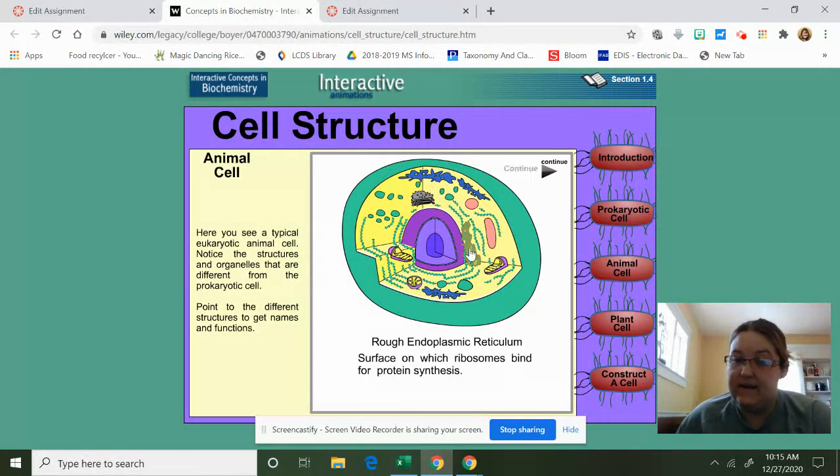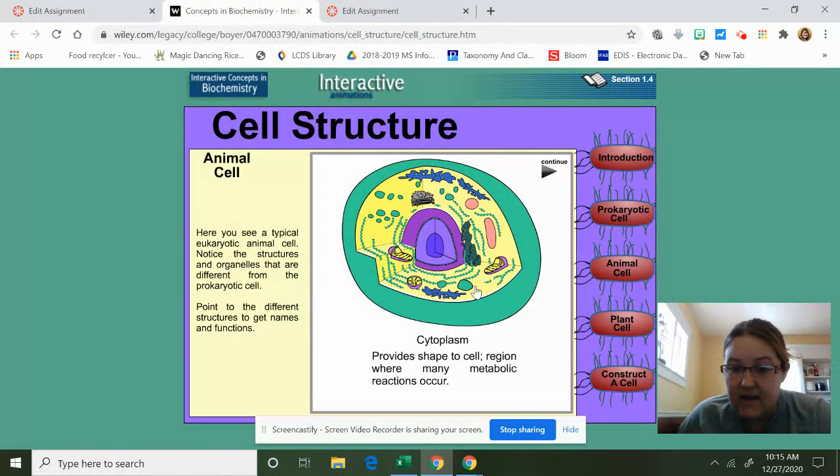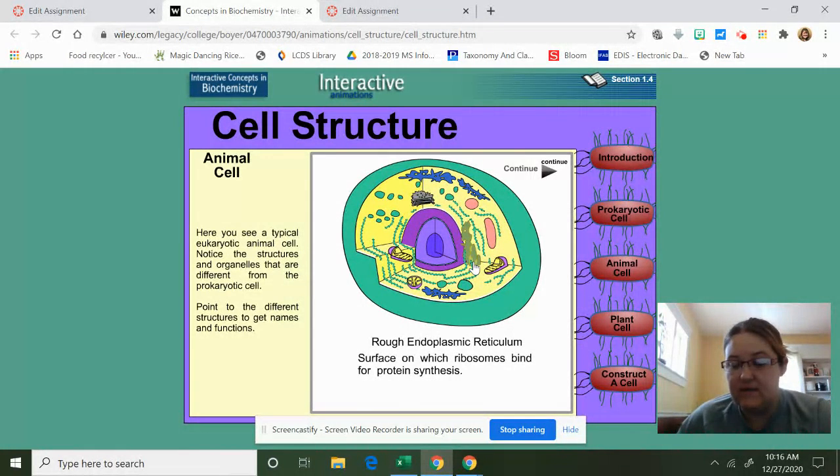The rough ER, like I said, it goes with the smooth ER. Usually they're drawn next to each other. It says on the surface, ribosomes bind for protein synthesis. So what it does is protein synthesis. It's rough because it has these little dots, and those little dots are what makes it rough. Typically in many pictures, the rough ER is next to the nucleus and the smooth ER is a little bit more out. But let's make sure we write this down. Surface on which ribosomes bind for protein synthesis.